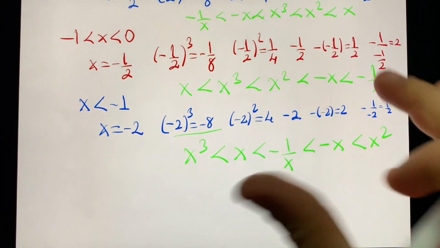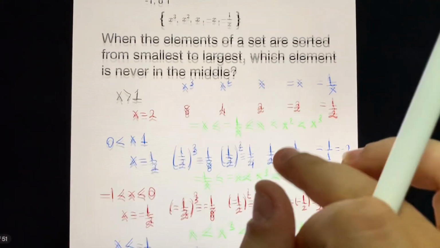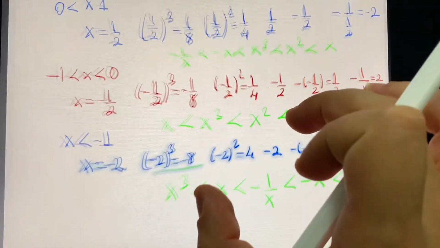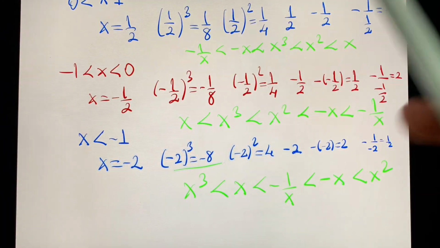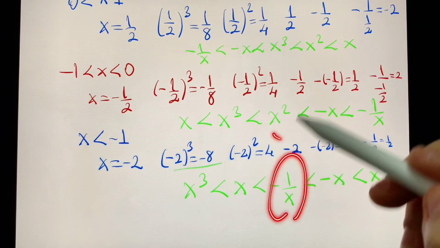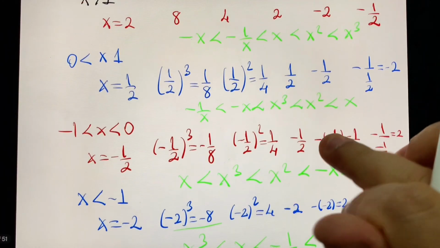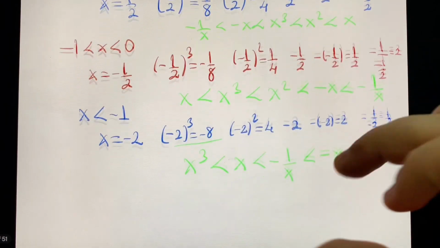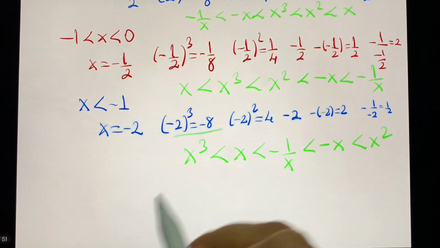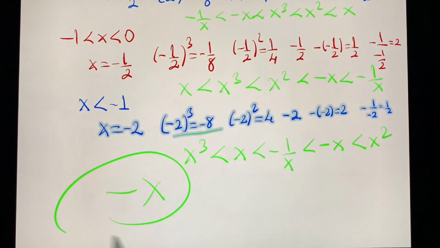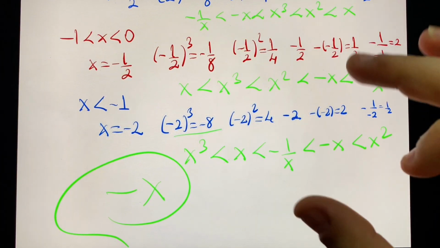In this case, what did the question ask us? What is the element that will never be in the middle? If you pay attention, this is the middle term here. This x cubed came here, x came here too. Right in the middle, which one didn't we use, friends? We did not use minus x, so what is our answer? Minus x.